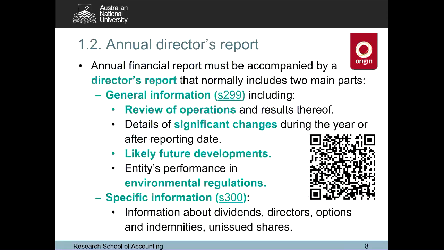Another one is the environmental regulation. Nowadays, you may see a lot of environmental regulation related issues. They will disclose those in the director's report part. They may also have specific information regarding their dividends and directors. If you check their annual reports, you will see all the directors' information: their gender, their other positions in other companies, their educational background, working experience, so you will see a lot regarding that.